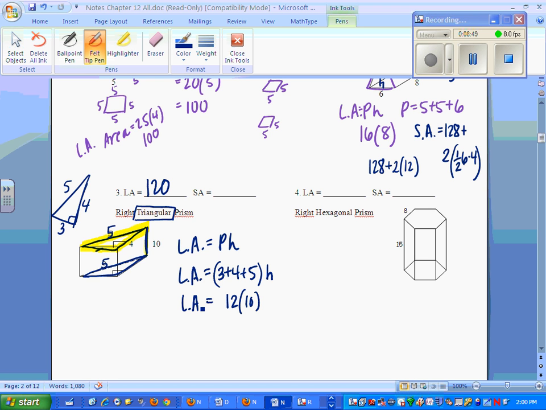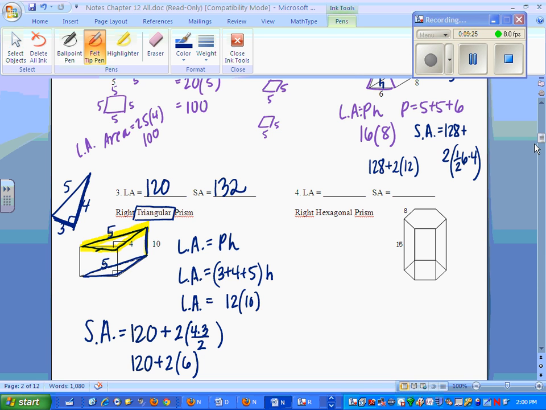Okay, moving into surface area, I still need the area of the bases. Remember, this is a right triangle, so in this case, this is the base, and this is the height. So for surface area, I'm going to take 120, which is the lateral area, add it to 2 times the area of the base. Base is 4 times 3 divided by 2. So 120 plus 2 times 6 is 120 plus 12, which is 132.